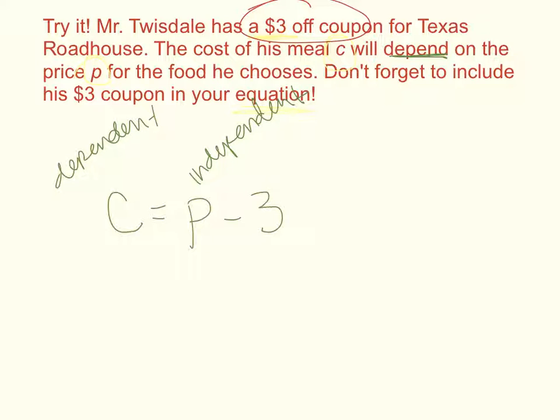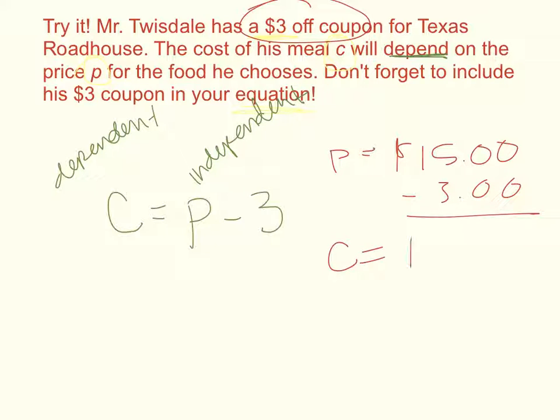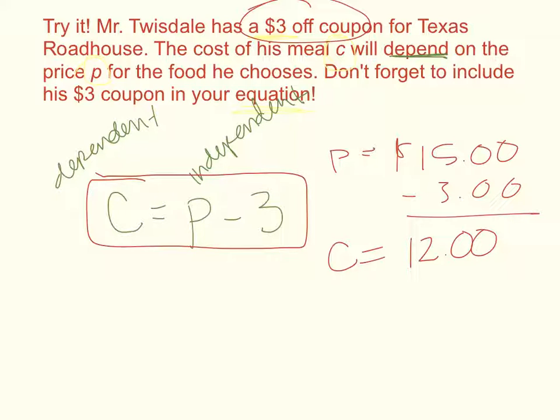So you could figure out the cost if he bought a $15 plate. If he bought a $15 meal, P, then you would just do 15 minus $3, and his cost, C, would equal $12. Okay, so this would be your equation, and that's all it asked you to do. It did not ask you to solve it because you can't, because you don't know what P or C equals. It could have asked you, kind of a fun thing to do, what if it said his total cost was $10? How much was the price?